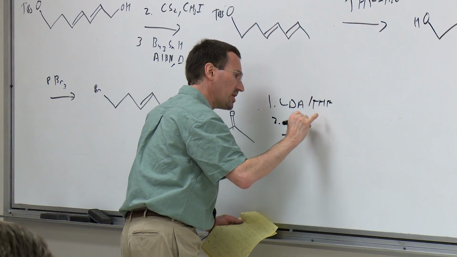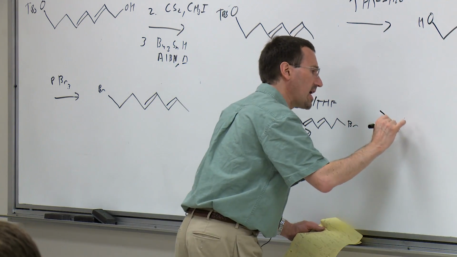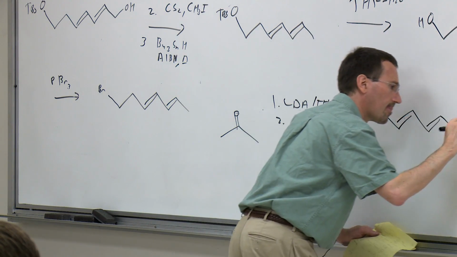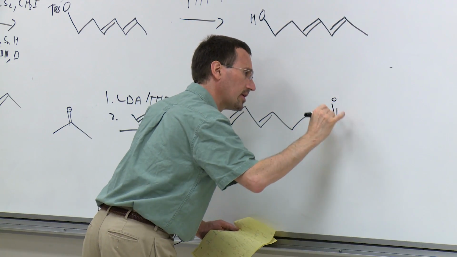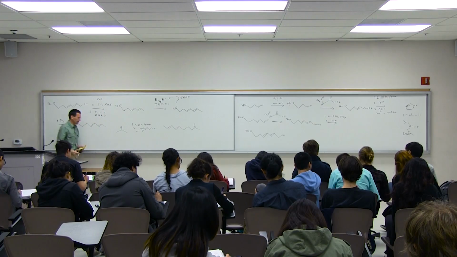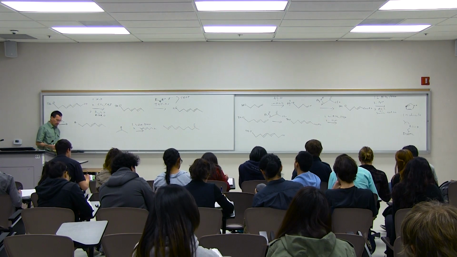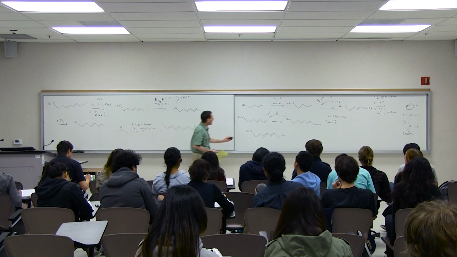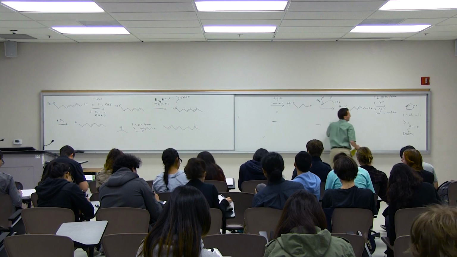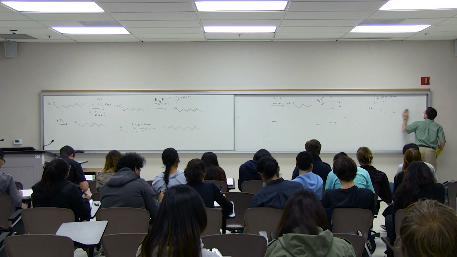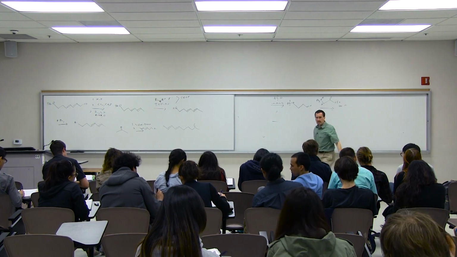Then if we go ahead and we take our iodide, or bromide, I guess I'm using, that should take us all the way over to the corresponding ketone. Thoughts or questions at this point?